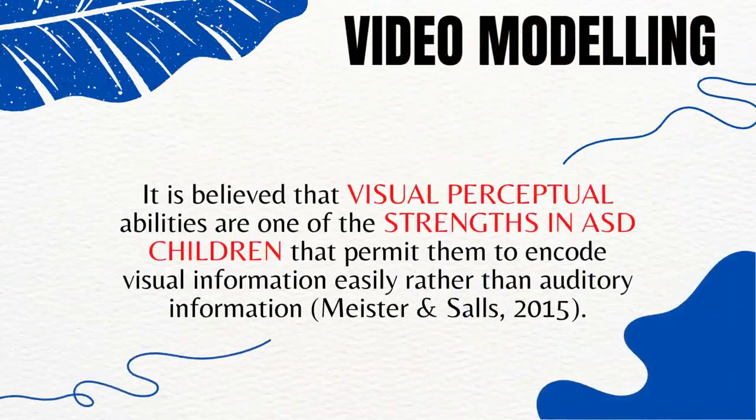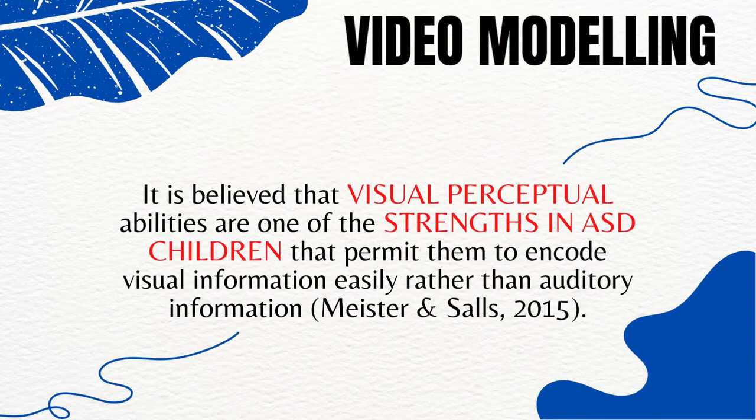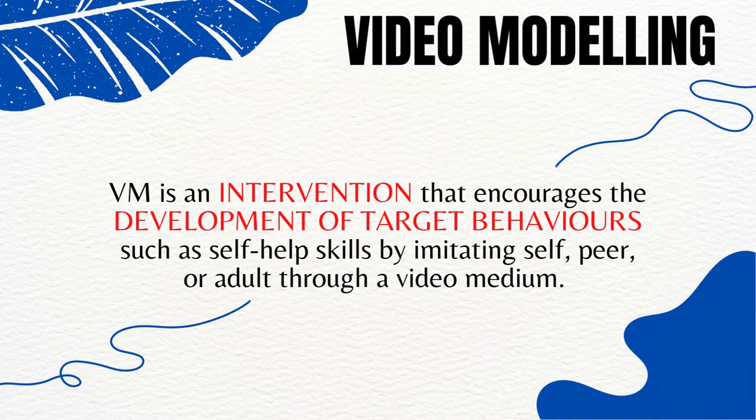It is believed that visual perceptual abilities are one of the strengths in ASD children that permit them to encode visual information easily rather than auditory information. Video modeling is an intervention that encourages the development of target behaviors such as self-help skills by imitating self, peer, or adult through a video medium.